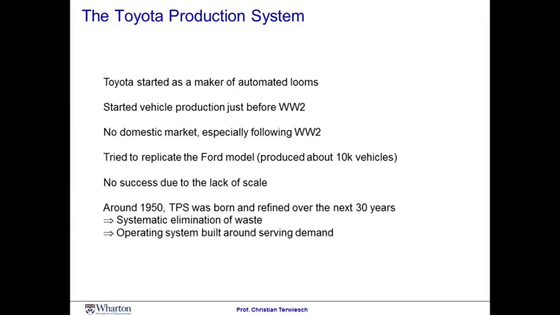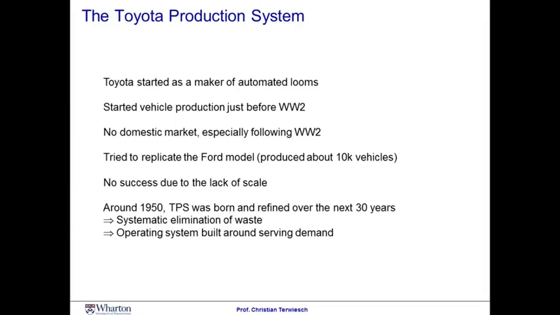The problem was, however, it did not work. The Japanese economy around that time, in the late 40s, early 50s, had a total market demand that was just in the thousands of vehicles. Remember the production numbers of Ford or GM similarly at that time in the US, they were in the millions. So the production volume in the US was about 100 times bigger. This lack of scale made the Ford production system fail bitterly.